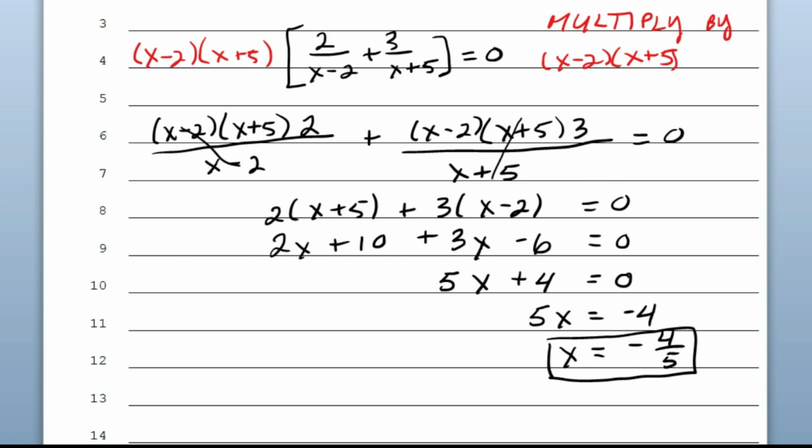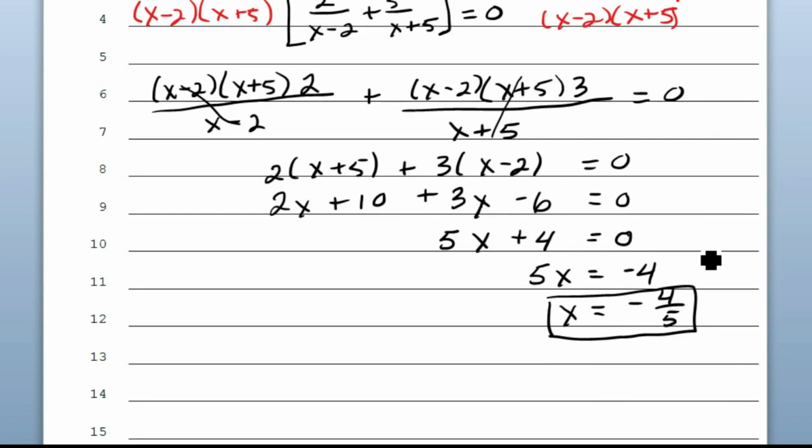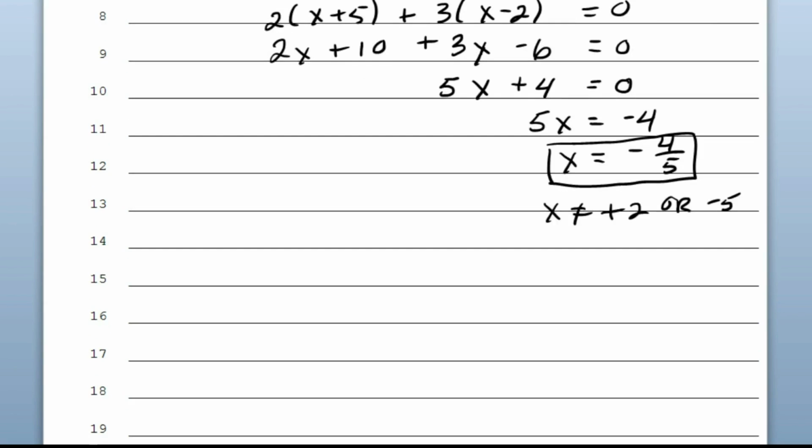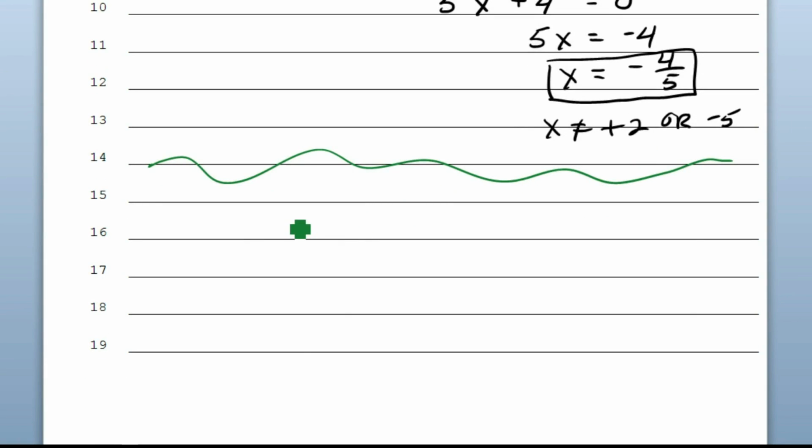And again, you've got to reiterate x does not equal plus 2 or minus 5. X cannot equal plus 2 or minus 5. And go through a quick check. Originally we had 2 over x minus 2 plus 3 over x plus 5 equals 0. Stick in minus 4 fifths for the x's.